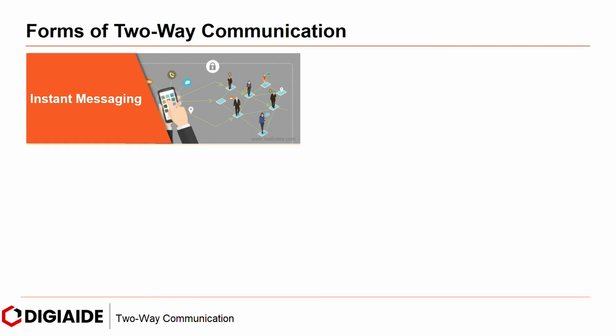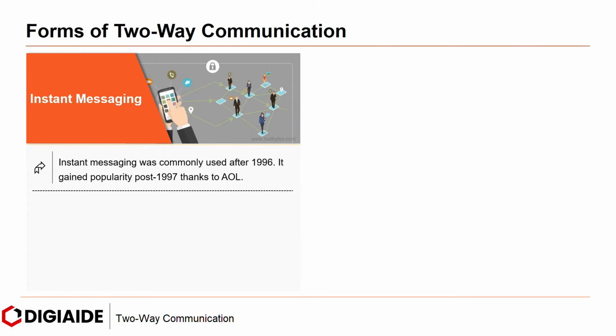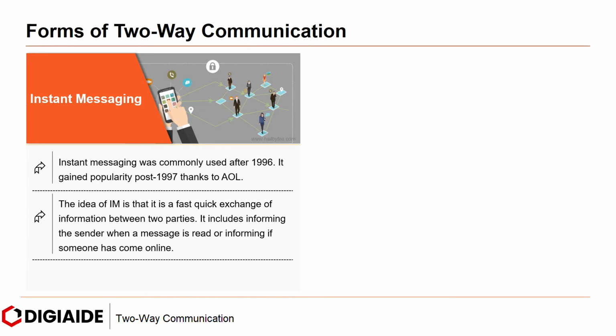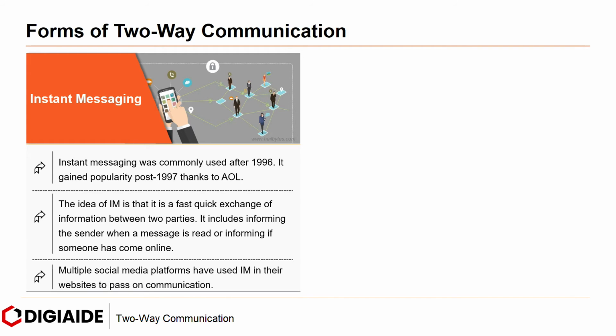Next, instant messaging. Instant messaging was commonly used after 1996. It gained popularity post-1997 thanks to AOL. The idea of instant messaging is that it is a fast, quick exchange of information between two parties. It includes informing the sender when a message is read or informing if someone has come online. Multiple social media platforms have used instant messaging in their website to pass on communication.